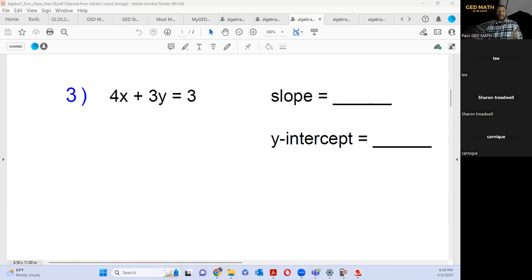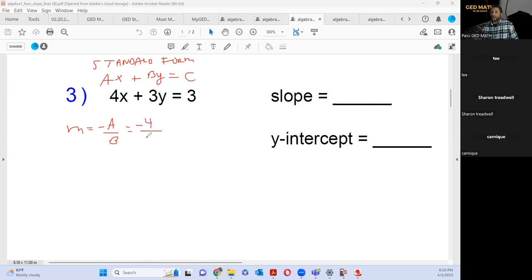What I've shown you is a much easier way. If you know how to identify this as standard form, you don't have to take all those steps. So ax plus by equals c. And we know the slope is you take the opposite of a and put it over b. So if a is 4, what's the opposite of 4? Negative 4. What's b? 3. I just did my slope in 5 seconds. I didn't have to solve anything.